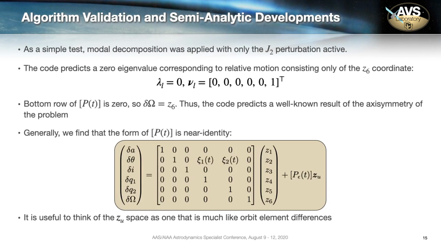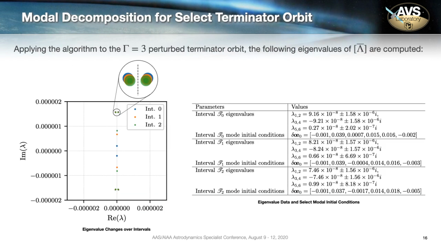Additionally, we find that generally the form of the transformation matrix between ZU and the orbit element differences is near identity, with only 2 components subject to large variations. One's on the diagonal, and small oscillatory variations in the other components, represented by this P epsilon matrix on the right. This removes some mystery about what the ZU coordinates represent. By the form of the transformation matrix, it's instructive to think of them as behaving quite a lot like another set of orbit element differences.